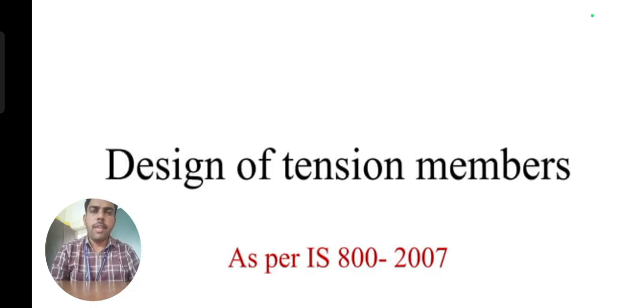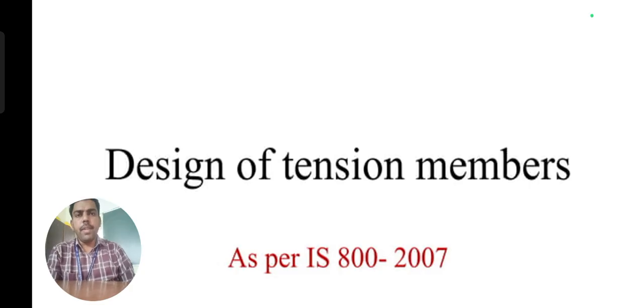In this, what types of failures may be involved in this particular joint, how to bear those types of failures, and how to control them, we should learn in this unit, that is, design of tension members. What is meant by a tension member? A tension member is a member capable of carrying a tensile force. That member is also called a tension member.